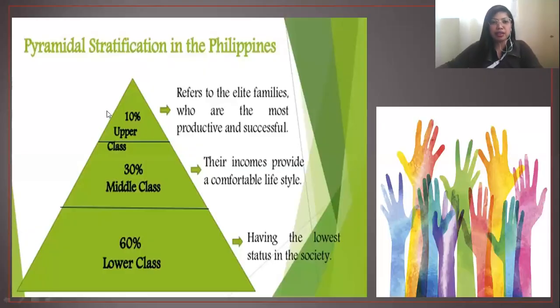Here is the pyramidal stratification in the Philippines. At the lower level of the pyramid, we have the 60% lower class having the lowest status in society. For the middle class, we have 30%, whose incomes provide a comfortable living. And 10% refers to the elite families who are the most productive and successful.